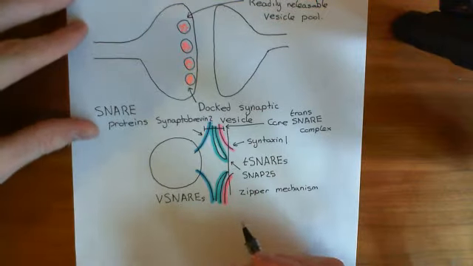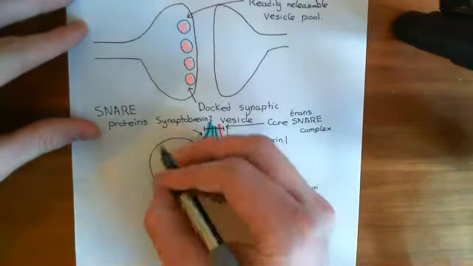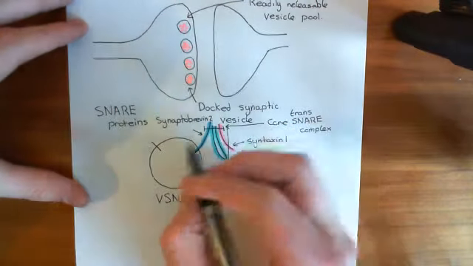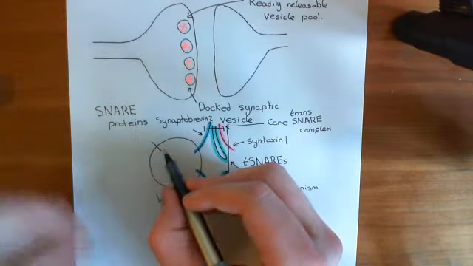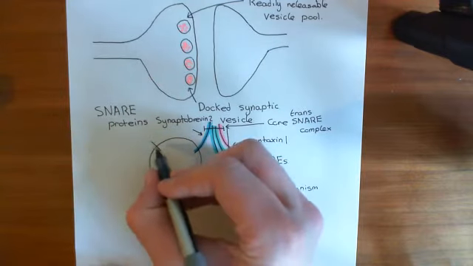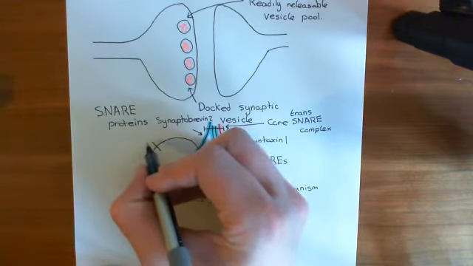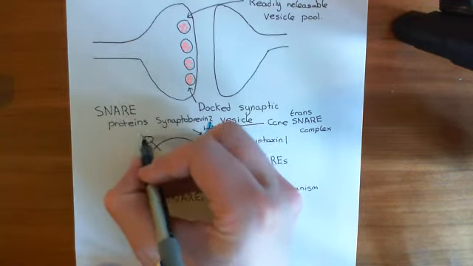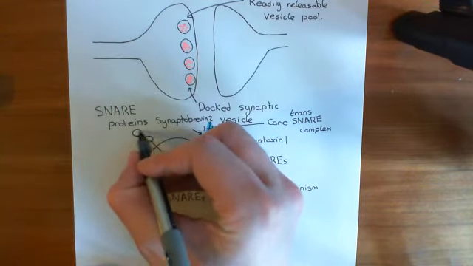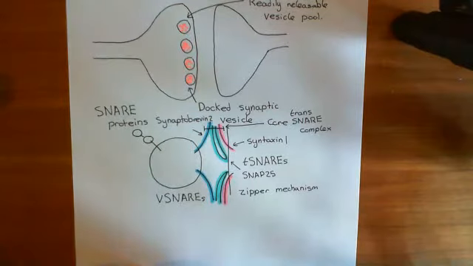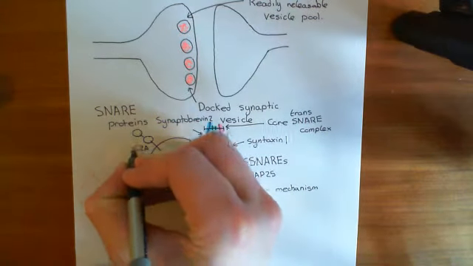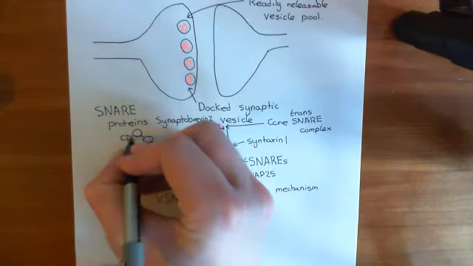So, let me draw Synaptotagmin in on this diagram. So we'll draw it in here. Synaptotagmin has a membrane-spanning alpha helix here, and then it has 2 cytoplasmic regions, which are both calcium binding domains, okay? And these are C2 domains. So this is the C2A here, and this is C2B here.